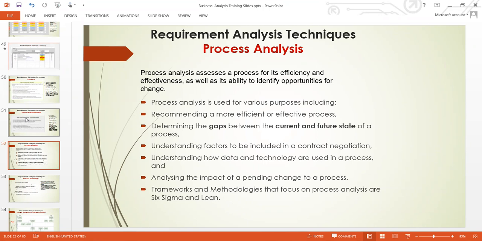Frameworks and methodologies that focus on process analysis are Six Sigma and Lean. These are the most common approaches or frameworks where we use process analysis. Mainly Six Sigma is focused on process improvement. And Lean mainly focuses on waste reduction within a process.